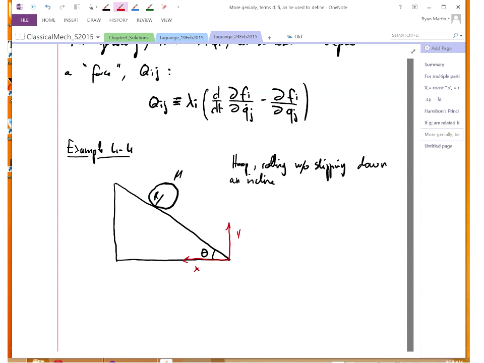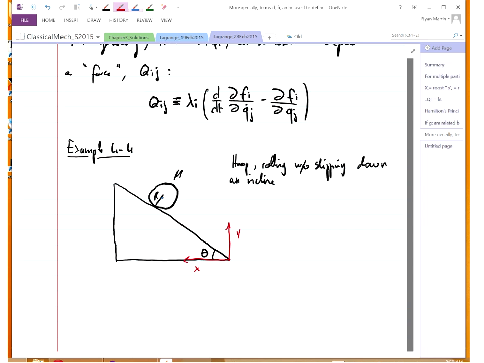Now it rolls without slipping, so all the remaining degrees of freedom really will reduce to 1, right? All I need to do is to say how high up the plane the hoop is, and because it rolls without slipping, I can always find all the other coordinates.